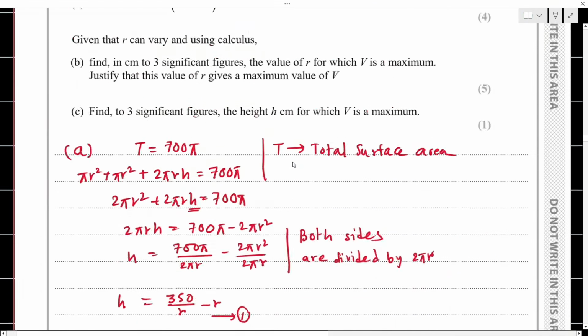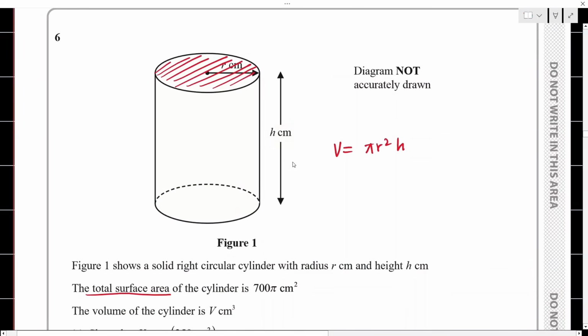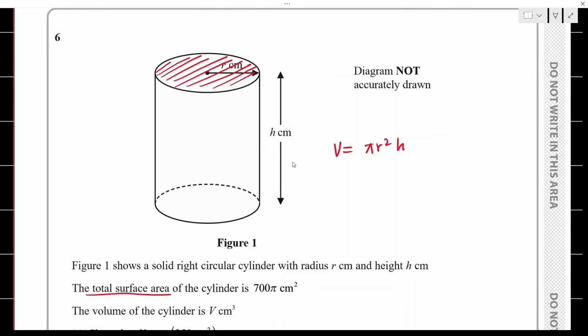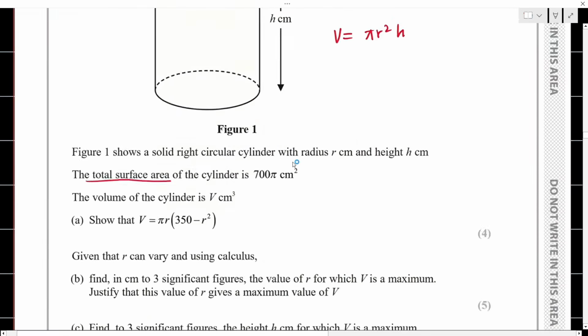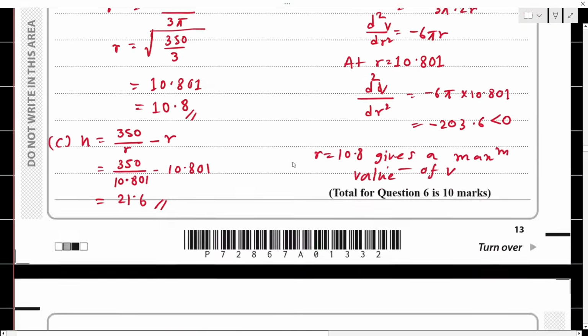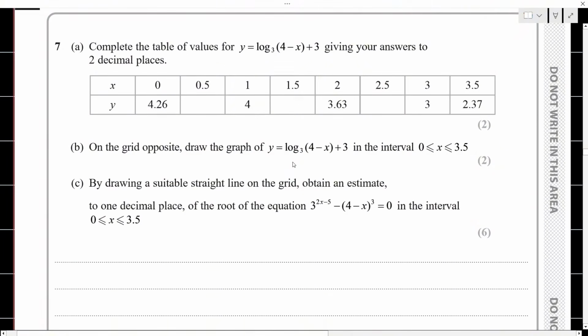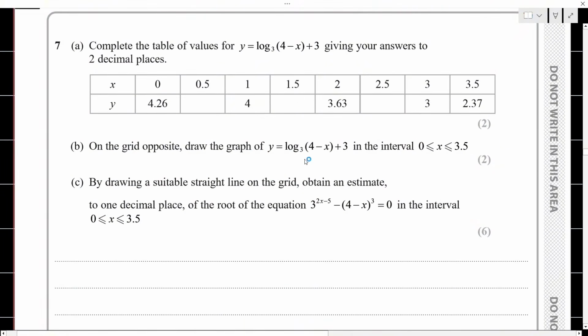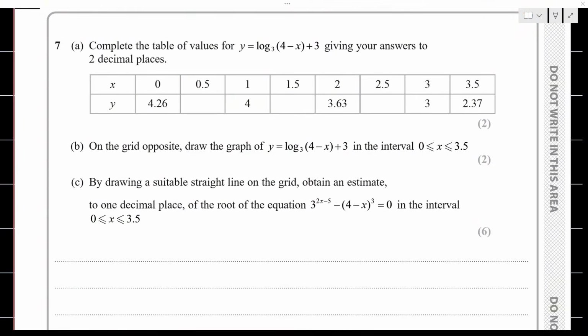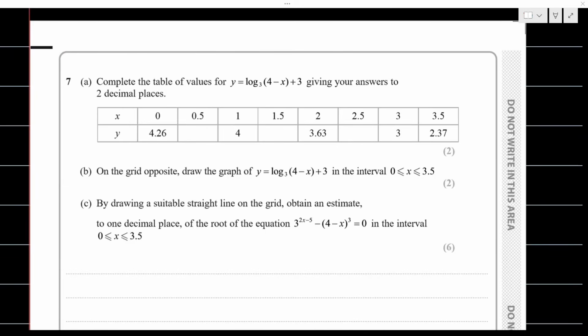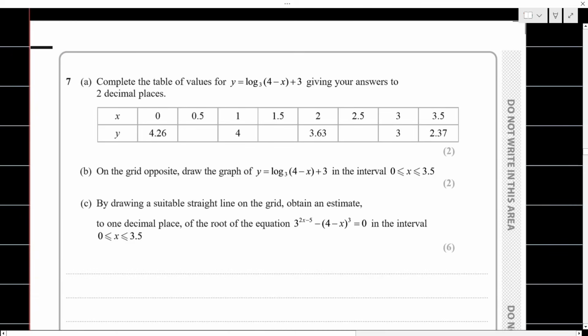So this was our question number 6. Now we can move on to question number 7. So this is our question number 7.